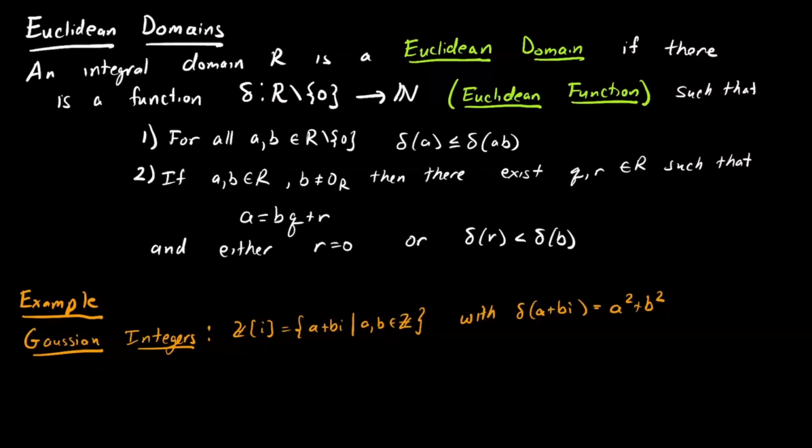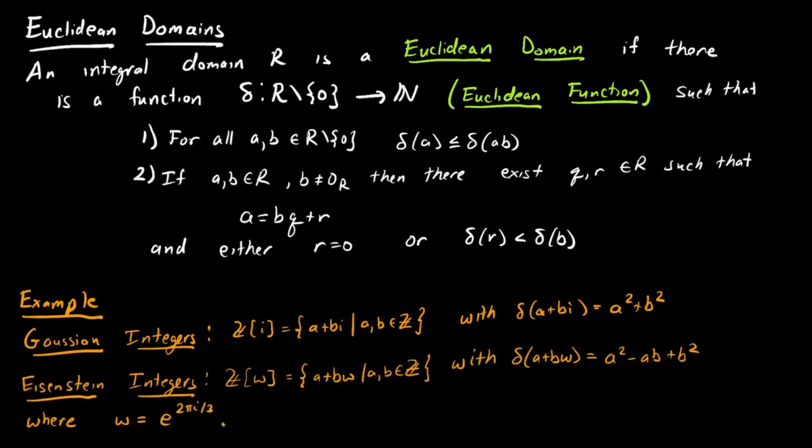Okay, and finally, 2 more examples of Euclidean domains, and we'll leave the proofs of these for different videos because these proofs tend to be a little bit more involved. So the first is the ring Z[i] of what are called Gaussian integers. So these are elements of the form a plus bi, where a and b are elements of Z. Right, so these are complex numbers whose real and imaginary parts are integers, and we define delta of a plus bi to be a squared plus b squared. So these are called the Gaussian integers.